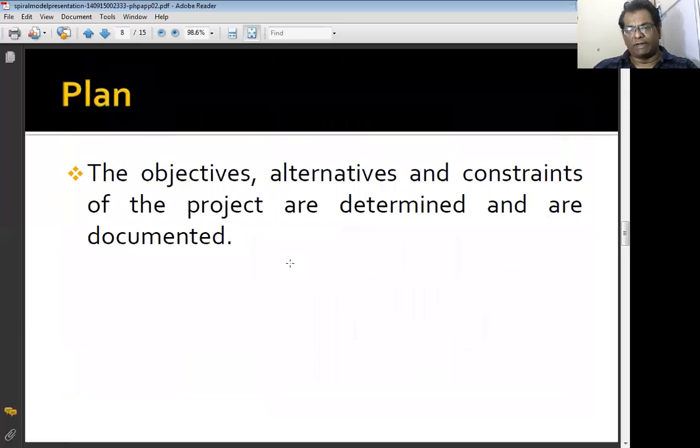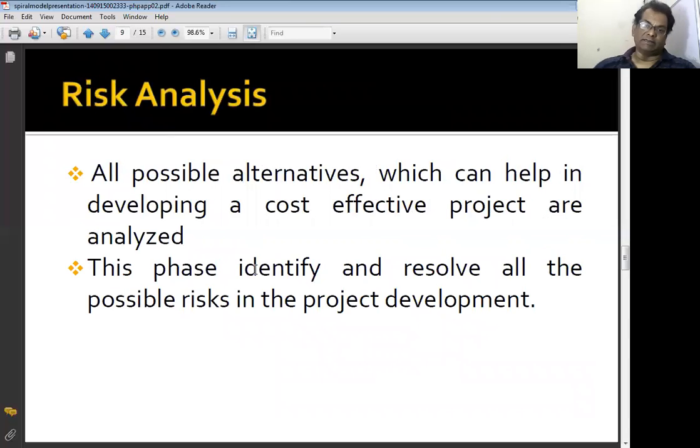Let's move together. Planning. The very first quarter, if you remember, the objectives, alternatives, and constraints of this project are defined in this particular quarter. You have to identify, you have to judge what exactly you have to put as an internal planning part. What exactly you have to do, what exactly you are fighting for, working for. Second, risk analysis.